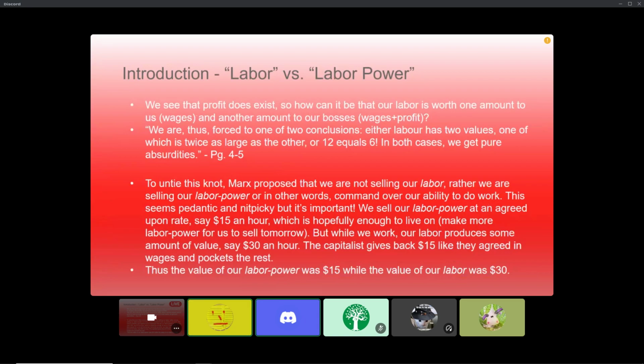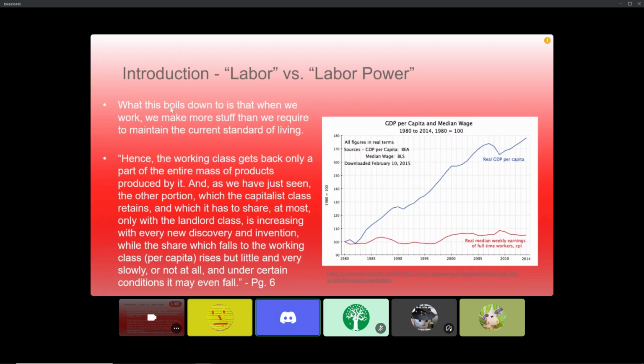Yes. And that's exactly what you're saying. And that surplus value is that surplus labor, and that's what's being pocketed by your boss. But what this boils down to in a macroeconomic sense is that when we go to work, we make more stuff than we require to maintain whatever standard of living you individually currently have.